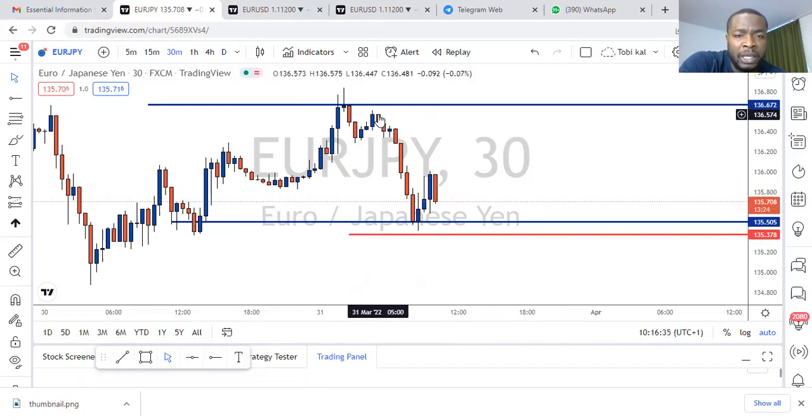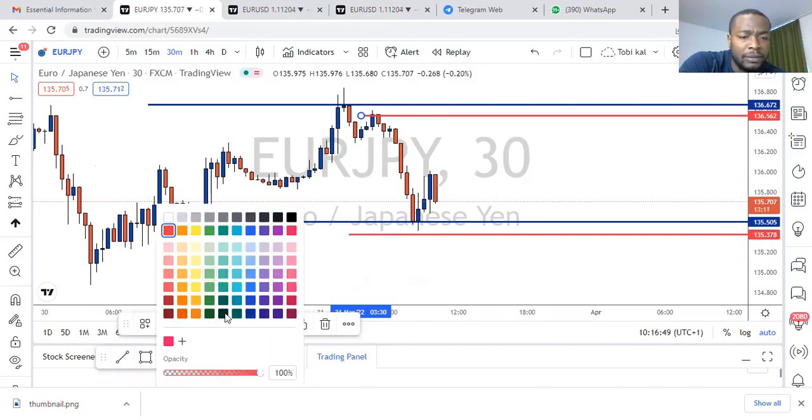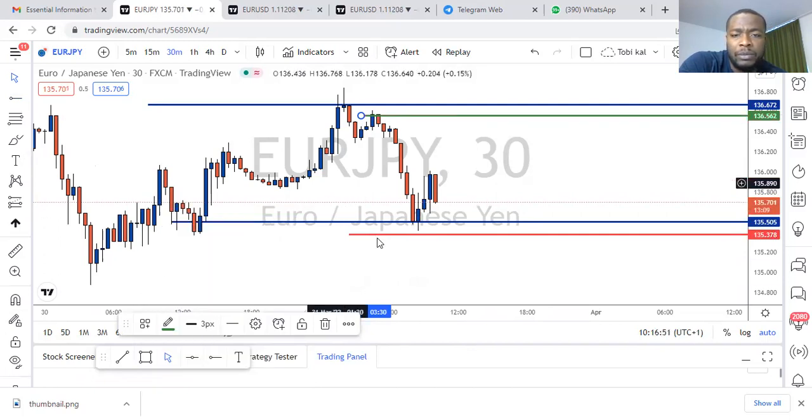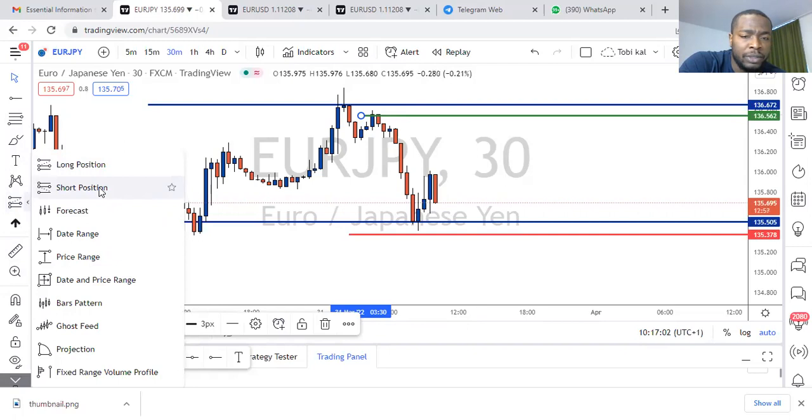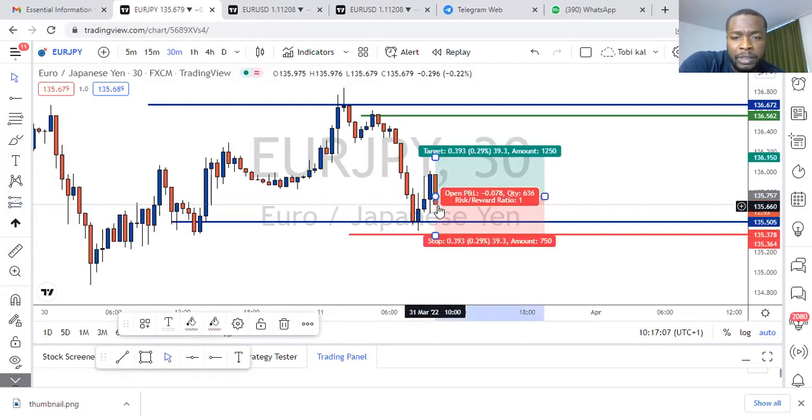My take profit would be here. Let me mark my take profit with green so it can be distinct. All right, so I'm taking an entry. If I'm taking an entry right now, let's look at what the trade would look like, the risk to reward of the trade. So assume I already took an entry here.